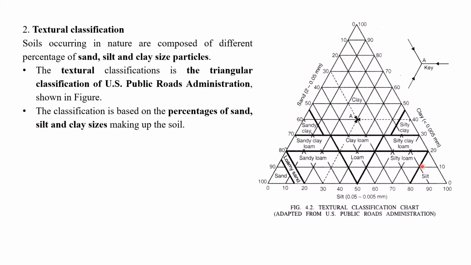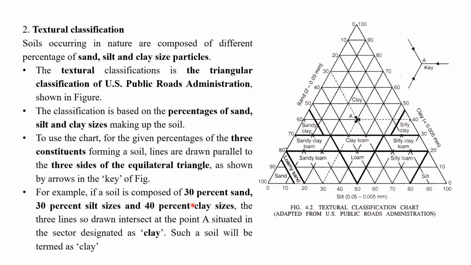on that basis, through this chart we can tell in which category, or what is the type of soil, whether it is clay or sandy clay, in which zone we are going to get the values. According to the zone, we can give the name of the soil: sandy clay loam, clay loam, silty clay loam. You can see the different zones are there.